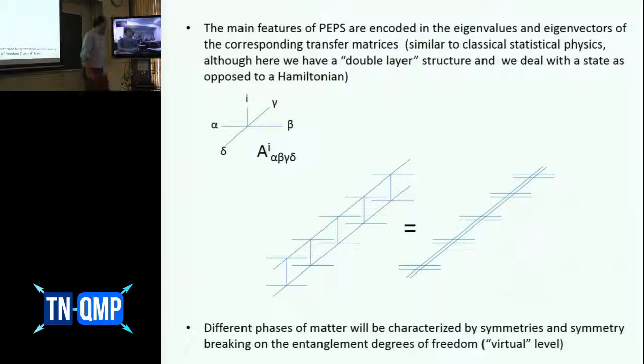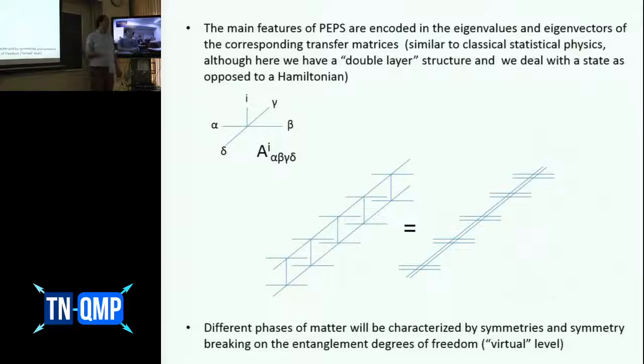Do you think we can extract some correlation length information from these transformations? Yes. The correlation length is nothing more than the gap of that Hamiltonian, or one over the gap of that transfer matrix.